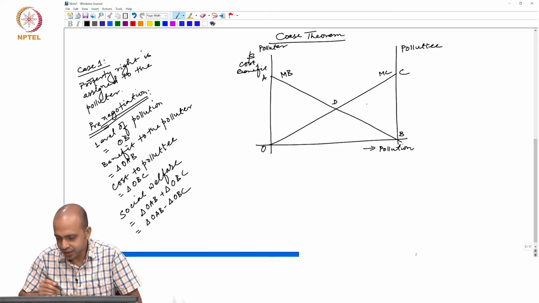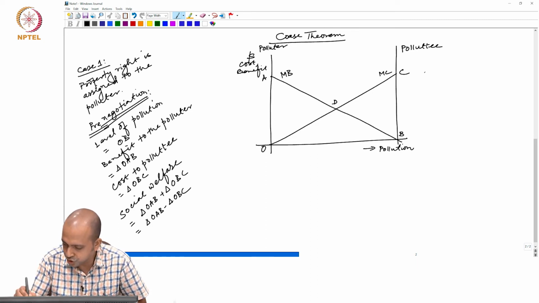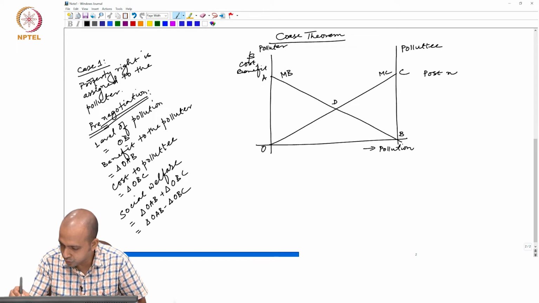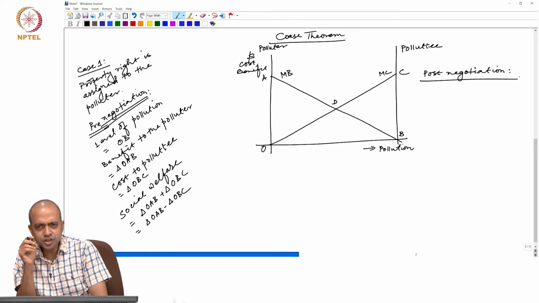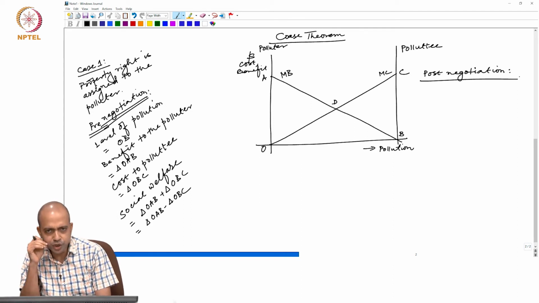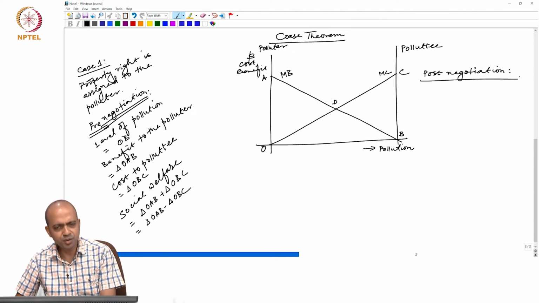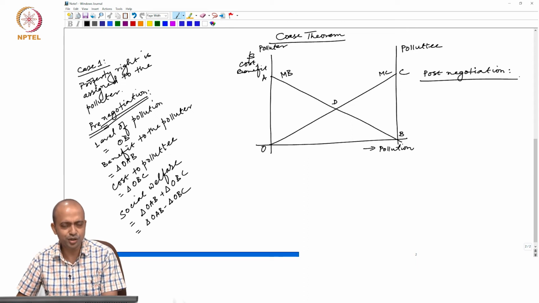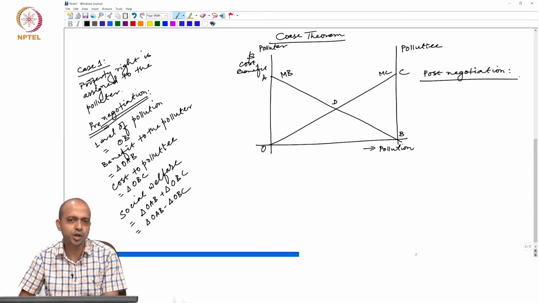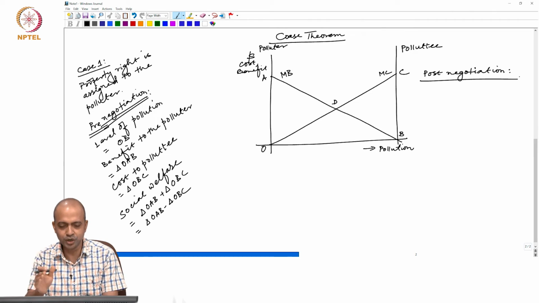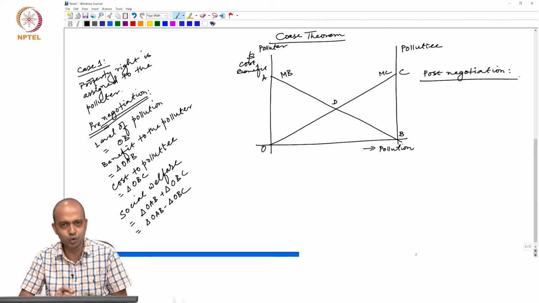Okay. Now, let us say that this is the post-negotiation situation. What is the negotiation? The pollutee goes to the polluter and says, can you reduce your pollution a little bit because I am suffering a lot. But do you think the polluter will listen to the pollutee? No, because property right is given to the polluter. So, the polluter has every right to pollute. Why should the polluter listen to the pollutee and reduce the pollution?